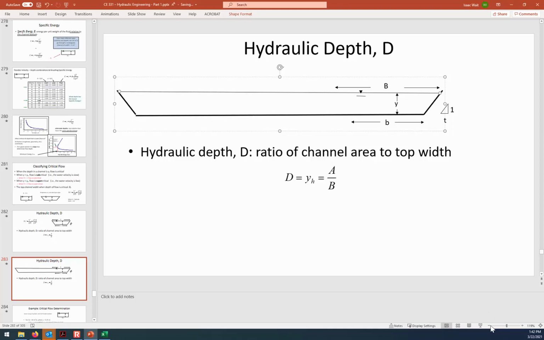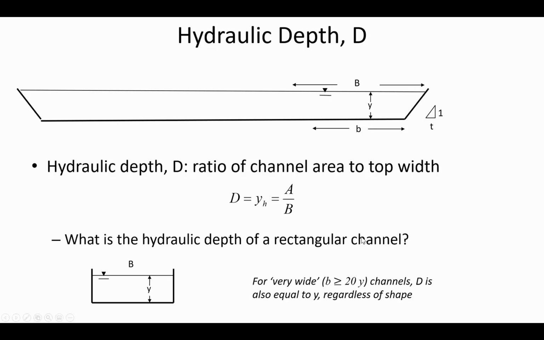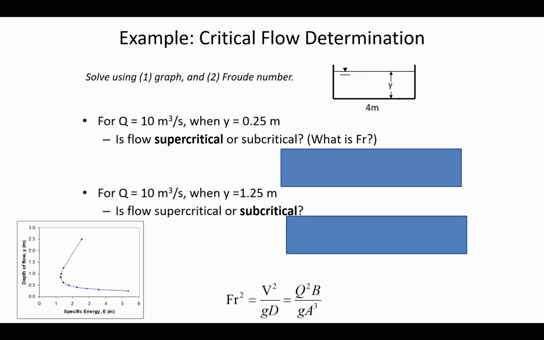And so that's where that note comes from. If you have a very wide channel, then the hydraulic depth is equal to the depth because these side areas become relatively insignificant. The reason why that's useful is that sometimes we'll use hydraulic depth in our calculations, and it'll just be simpler if we assume that it is the flow depth. And that's a valid assumption if the channel is more than 20 times wider than its depth.